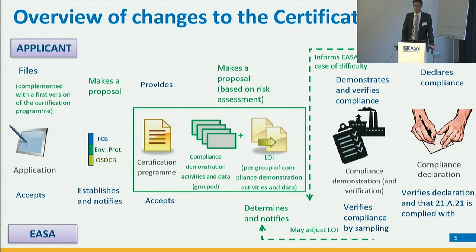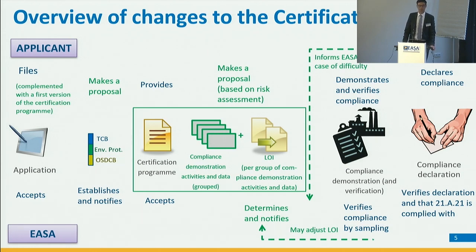What is new in Part 21 as well is the obligation from the applicant, if you have any difficulties during the certification process, if a certification test failed, something like that, then you have the obligation to inform us. And based on this new information, we may adapt our involvement, maybe not, but at least we should know it. And based on this additional information, we can adapt our involvement.